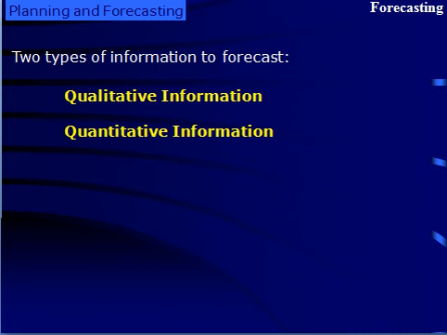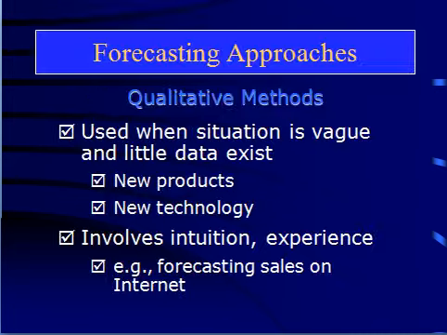Regarding the two types of information to forecast, first one is qualitative information and second one is quantitative information. Qualitative methods are used when the situation is not very clear or vague, or there is little data available, such as when you are developing a new product, or thinking of introducing new technology. For that, because data is not available, you will be using your intuition or experience.